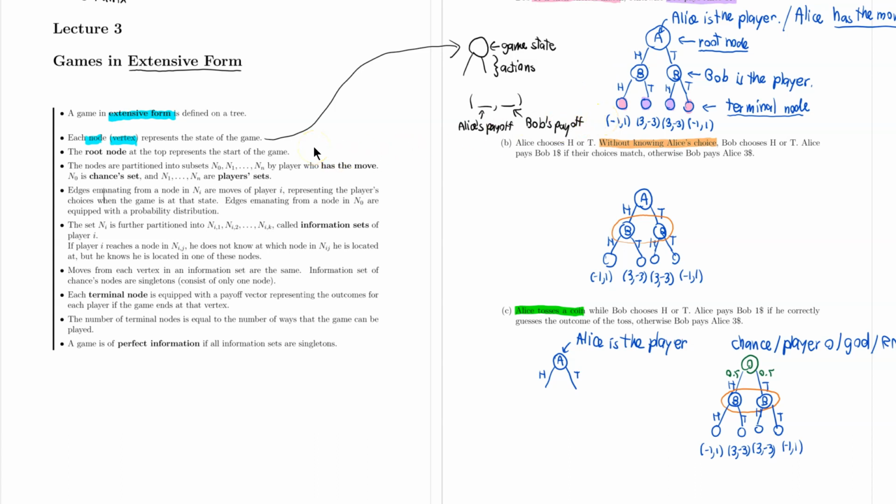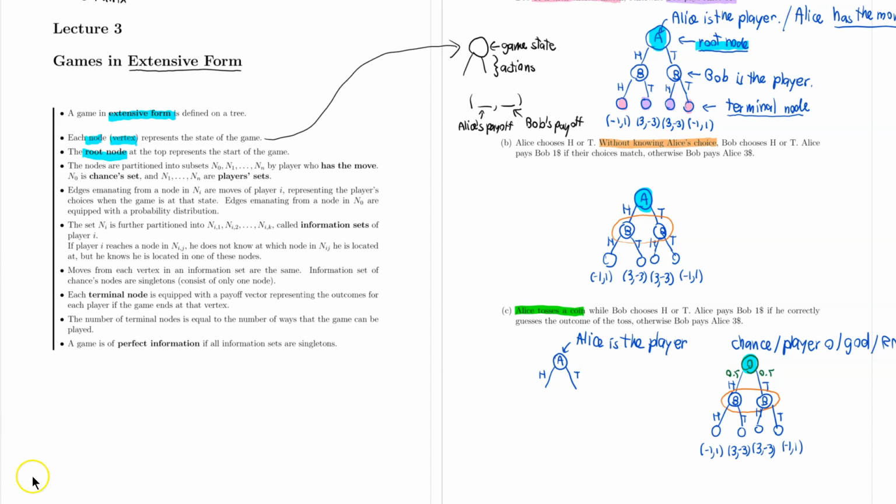The root node is the node that we see up top. That's the start of the game. It's the first node that the game has. Then we saw earlier that a node will have a player's name attached to it. In mathematical terms, we can say that the nodes can be partitioned into different sets where the label of each node is the player who has the move, the player who is going to play at that state of the game.